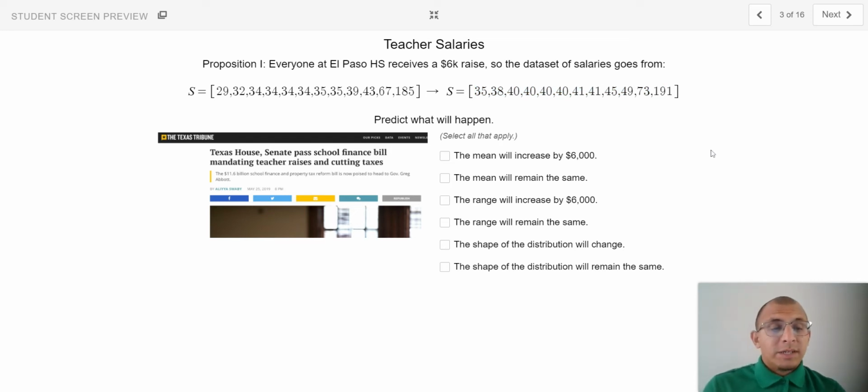I would like for you to take 30 seconds here, pause this video, and predict what will happen. Will the mean increase by $6,000 or will the mean remain the same between the two data sets? Will the range increase by $6,000 or will the range remain the same between the two data sets? And will the shape of the distribution change or will the shape remain ultimately the same?